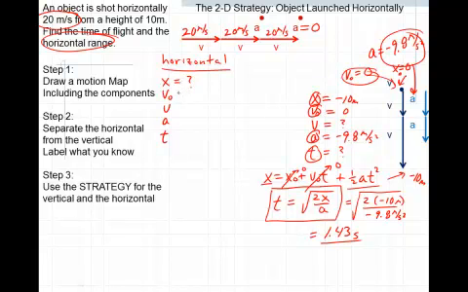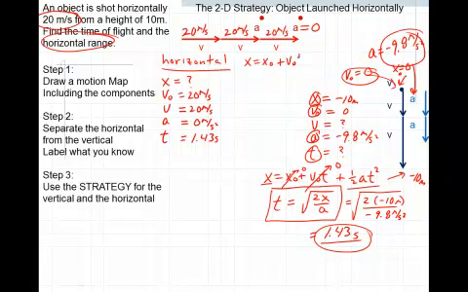Our initial velocity is 20 meters per second. So is our final velocity, 20 meters per second. And our acceleration is 0 meters per second squared. And we know the time is going to be 1.43 seconds because we get that from the vertical motion. So again, we would use the same equation: x is equal to x initial plus v initial t plus 1/2 at squared.